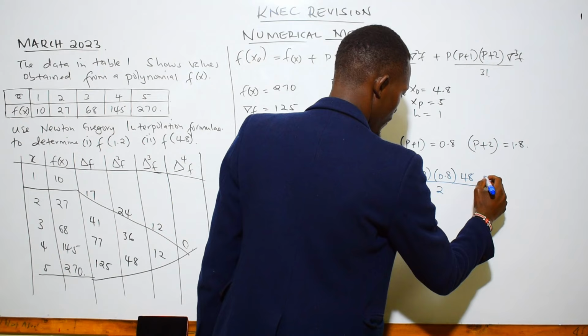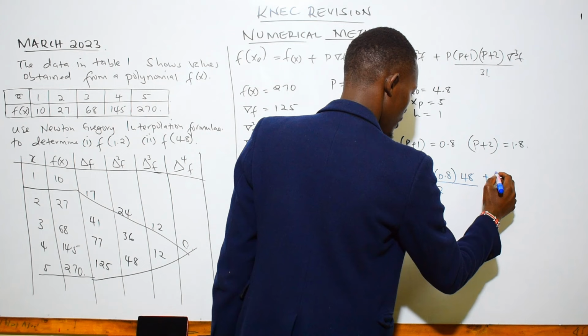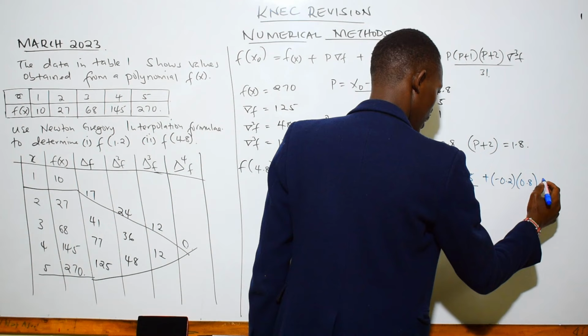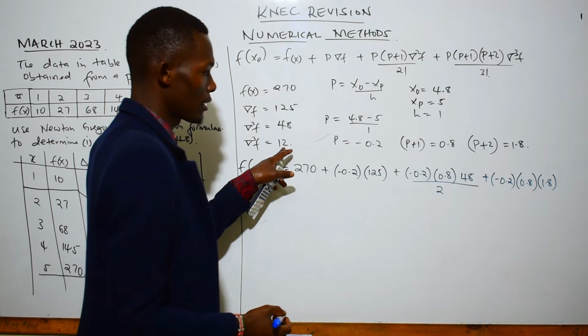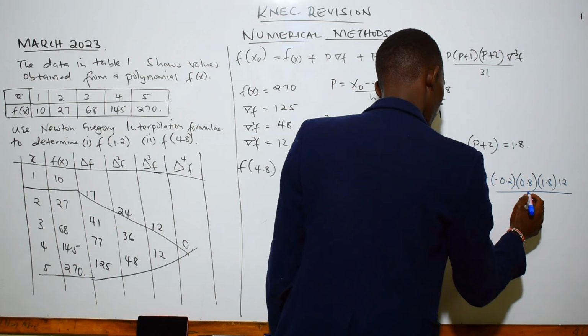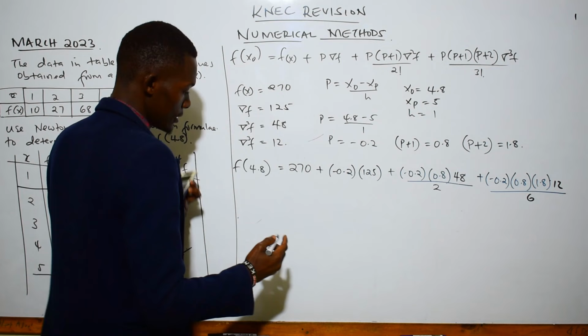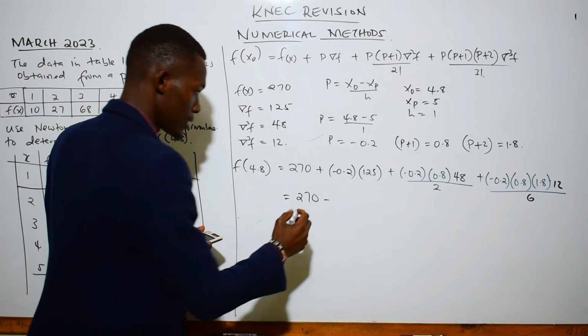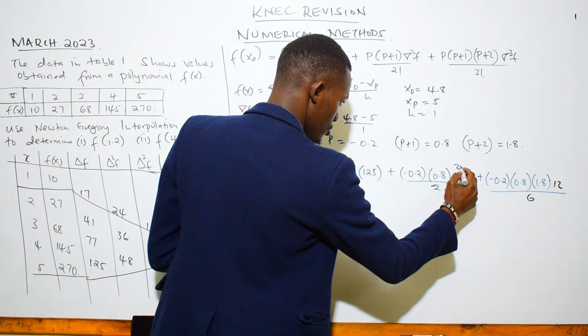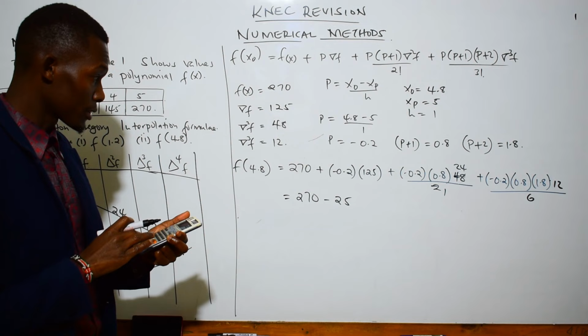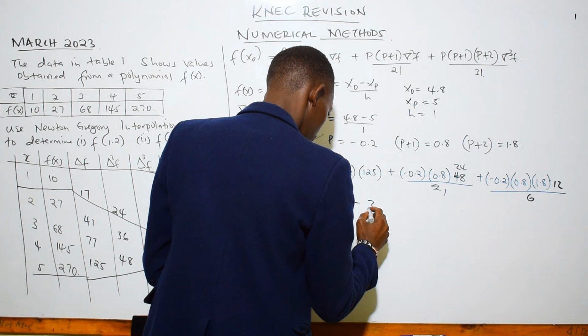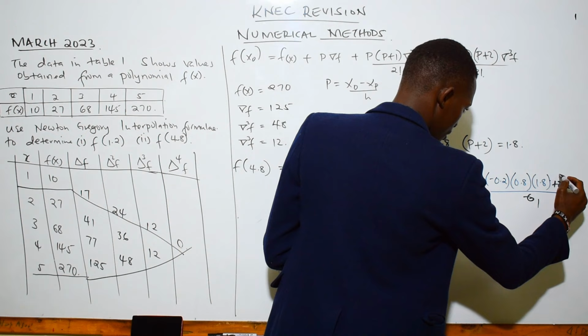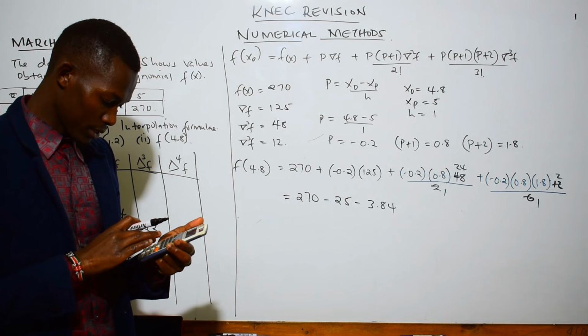Then lastly, we have plus the last one there. It will be p, that is negative 0.2, then 0.8, then 1.8, then our third difference given by 12. So we have 12 over 3 factorial, and 3 factorial is 6. Now evaluating this, we shall have 270. Then this value here will be negative: 125 times 0.2, you get 25. Now for this value, 1 by 2 of 48 is 24. So we have negative 0.2 multiplied by 0.8, multiplied by 24, and that gives you negative 3.84. Then again, 12 by 6 is 2. So you have negative 0.2 multiplied by 0.8, multiplied by 1.8, multiplied by 2. That gives you negative 0.576.